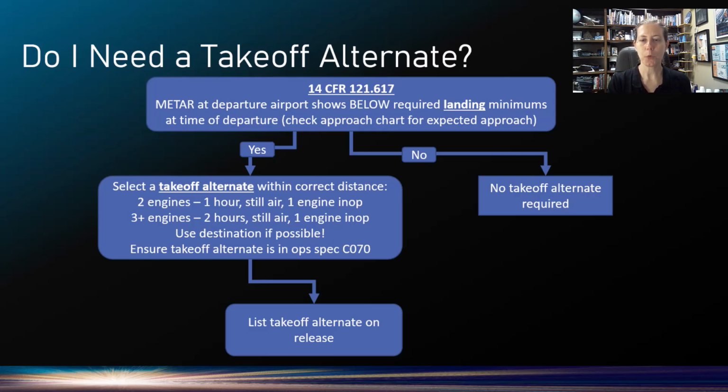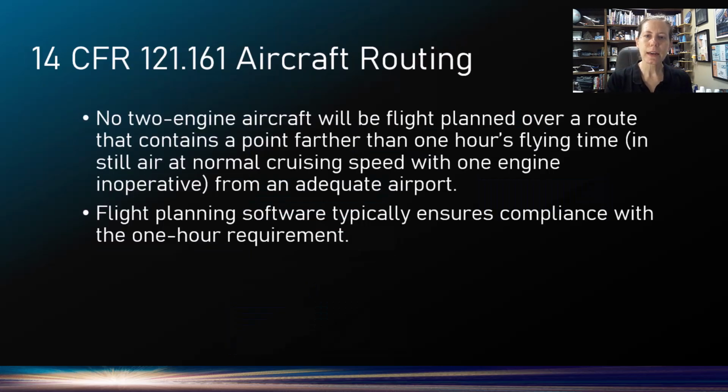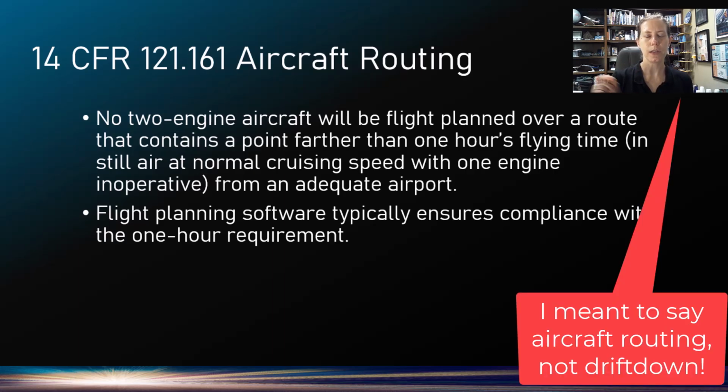Of course, make sure that takeoff alternate is listed in OPSPEC C70 and it has required weather, again, per OPSPEC C55, using derived alternate weather minimums, because it is a legitimate alternate, even though it's called a takeoff alternate or a departure alternate. I also have to check drift down planning. I've got another video about this, but I'll link to that one.